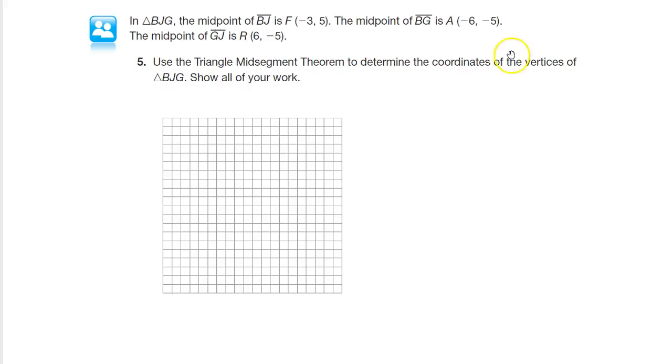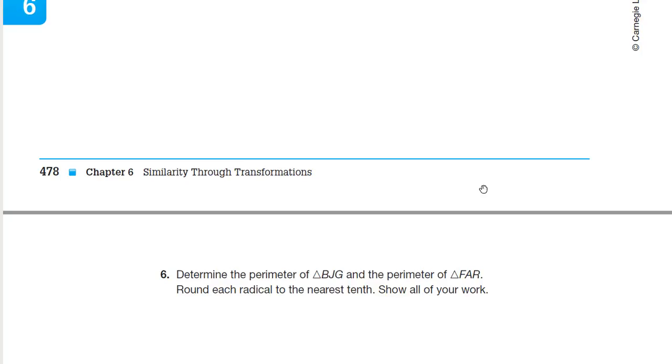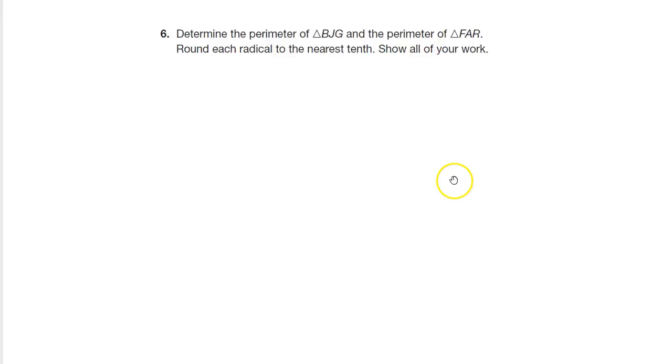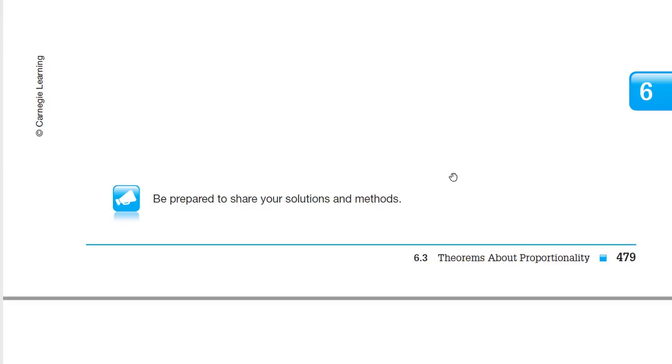Here you're going to use that same mid-segment theorem to work through this problem. I'm going to let you just contact me if you have a problem with it. I think you should be able to do that as well. And it says determine the perimeter. So once you have that triangle created, you should be able to do the perimeter as well using the distance formula. And that's lesson 6.3.